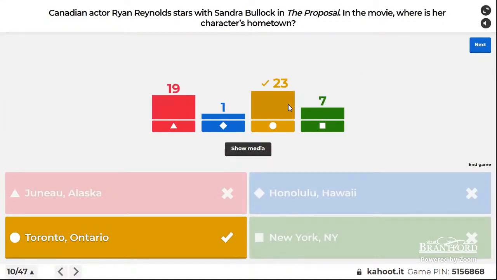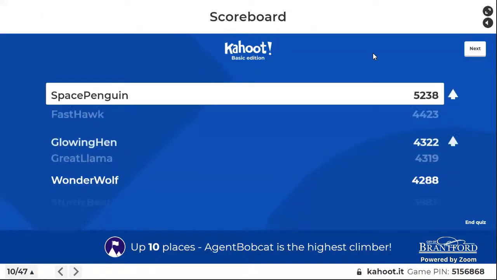Yep, so definitely a Canadian connection there. She was from Toronto. The movie does take place in Alaska, but that's not where she is from. The plot centers on a Canadian executive who learns that she may face deportation from the US because of her expired visa. Sandra Bullock's character would have been sent back to Toronto had that happened. So it looks like we had quite a few Proposal fans in the audience who have seen this movie.